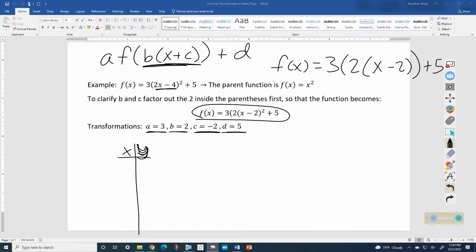Alright, what's my parent function here? What's the main parent function going on here? Is it linear? Is it x squared, an x cubed, a square root of x? It's an x squared. X squared is the main parent function. Even though all these other numbers are happening, the primary parent function that is happening is x squared.